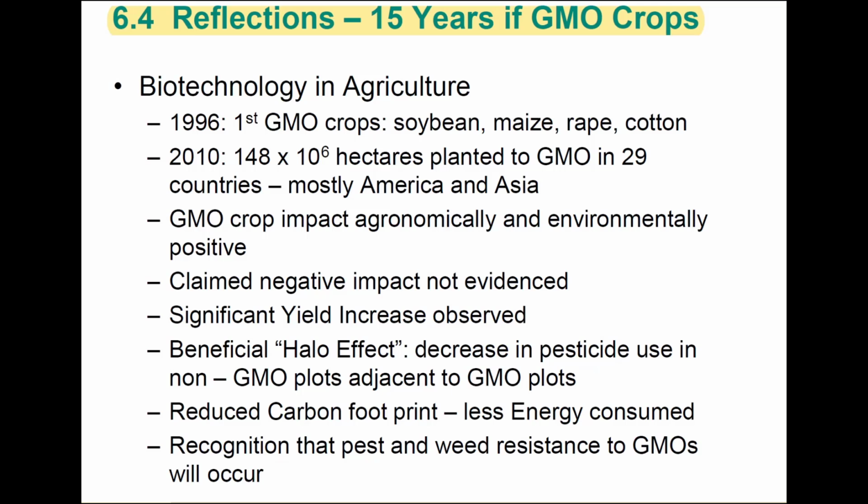A decrease in pesticide use in non-GMO plots adjacent to GMO plots. Simply because in the GMO plot, you have reduced numbers of insects and weeds. So because of that, nearby plots that are not GMO show benefit, right? Because you just don't have as many bugs and as much stuff around as you do without GMO plants. Reduced carbon footprint, less energy consumed, recognition of pest and weed resistance to GMO. That is the end of this chapter.